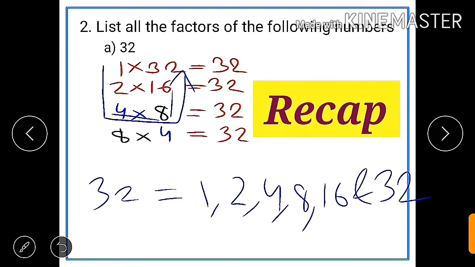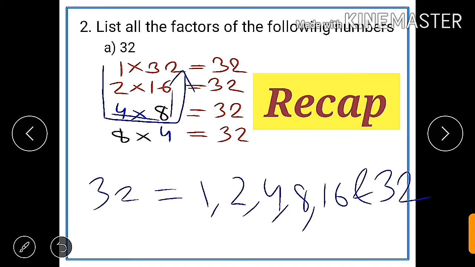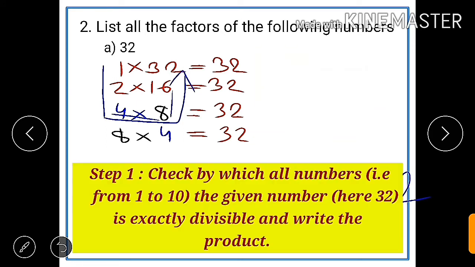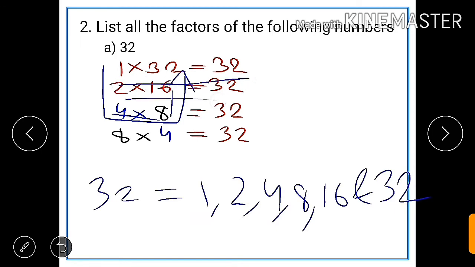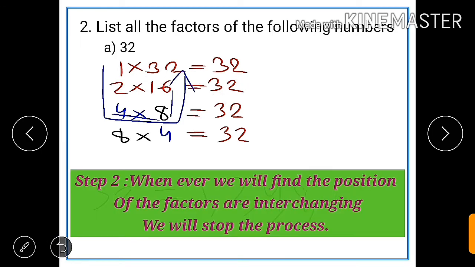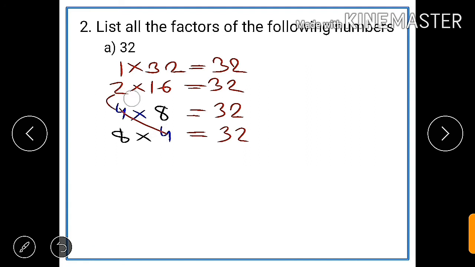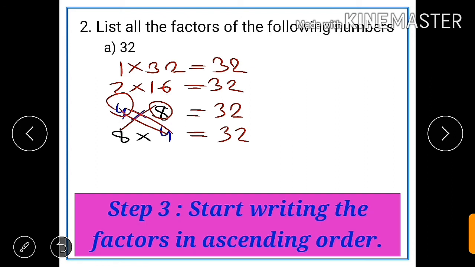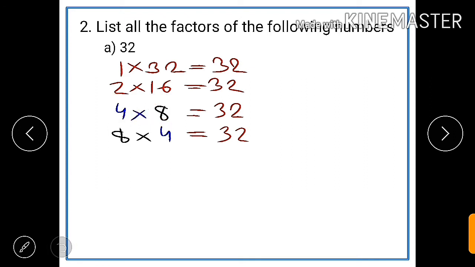So I am just repeating once again what you need to do. We will start all the multiplication from 1 to 10. We will check whether the given number is exactly divisible or not, and we will write like this. And a step will come when you will find that there is a cross multiplication. Cross multiplication means this one will go in the second place and the second number will go in the first place. There we will stop and we will start writing the factors. We will start from 1, we will go until here, then we will move like this and we will go up and write all the factors.